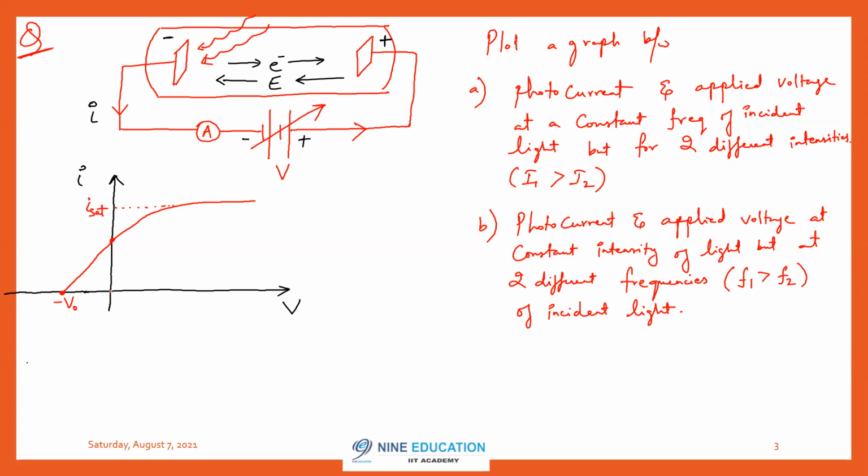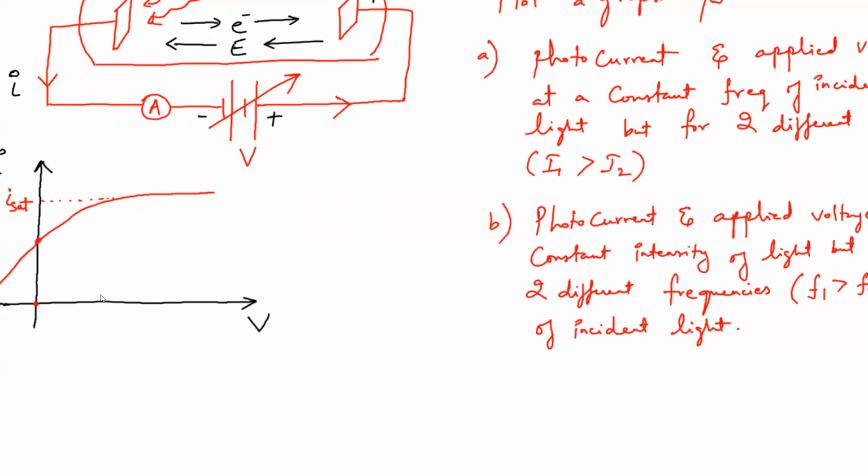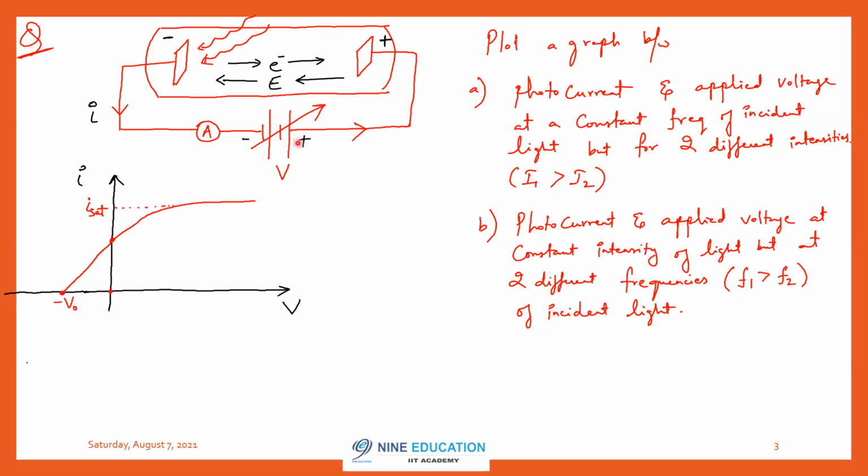See, if you are moving towards the negative x-axis, the polarity of V is changed. At that time this will become positive and this will become negative. So this is the higher potential plate, this is the lower potential plate. And if you keep on increasing the magnitude of V, somewhere it will reach stopping potential. At stopping potential, current is equal to 0.